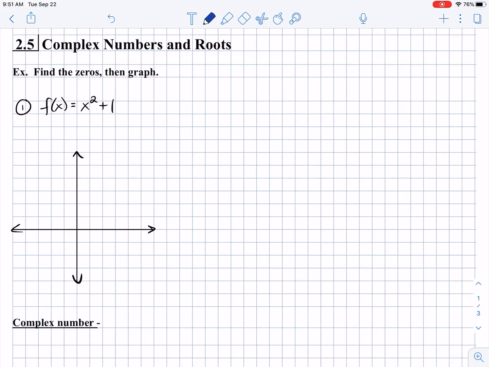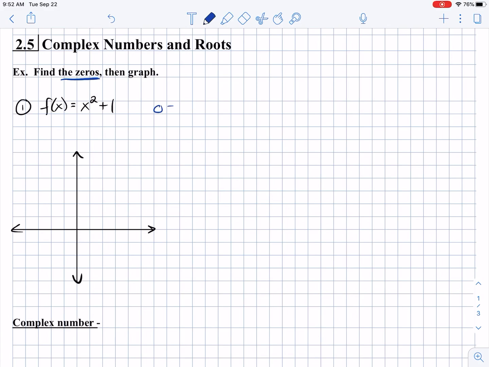All right, for 2-5, we're going to be working with complex numbers and roots. So a complex number is a number that's made up of a real and imaginary parts. So you'll see an example here where we just pick up where we left off from 2.3 and 2.4, where you're finding the zeros, and then we'll graph.